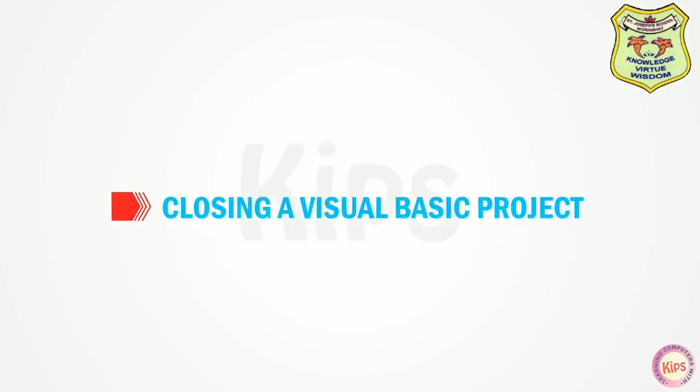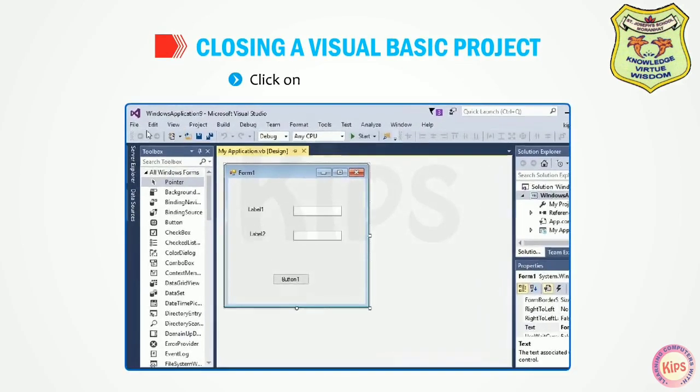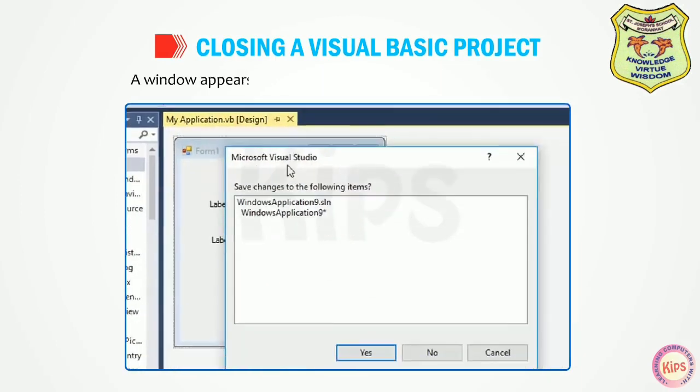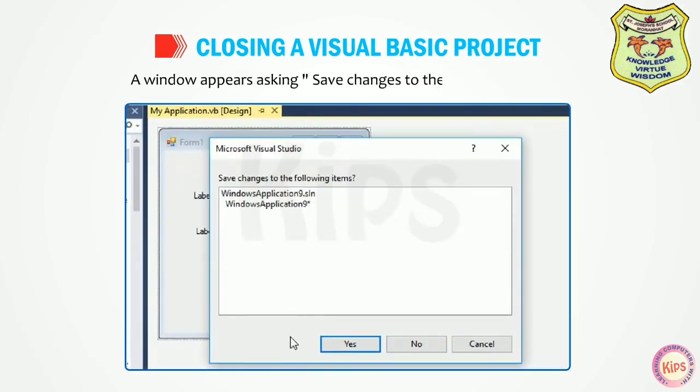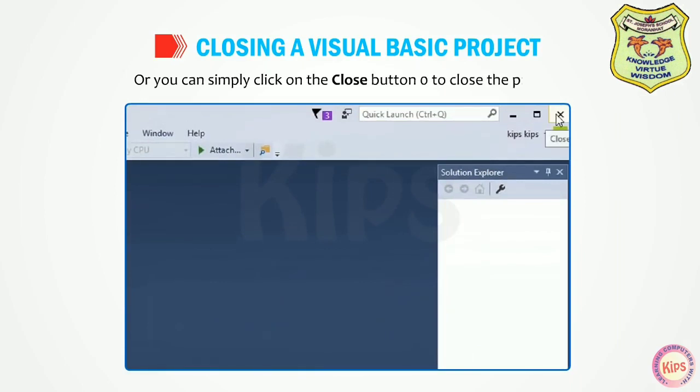Now let us learn how to close a Visual Basic project. Click on the File, then Close Solution. A window appears asking to save changes to the following items. Click on the Yes button, or you can simply click on the Close button to close the project.